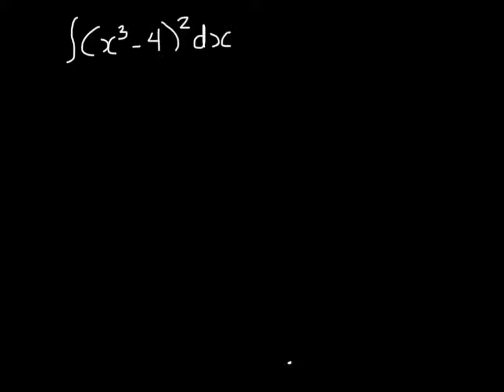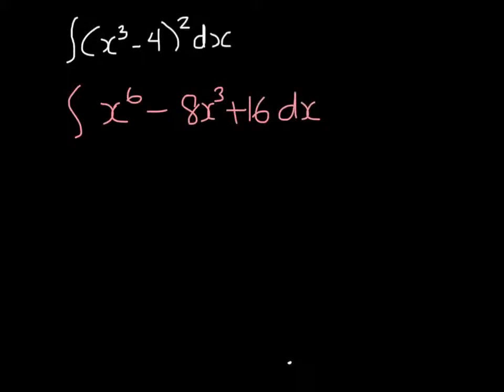This video will give some examples of integration so that we can review the techniques that we've already learned. So looking at our first example, this isn't something we can just go ahead and integrate directly. What we can do is expand out the polynomial, so that would become x to the 6th minus 8x cubed plus 16 dx. And now that we have it in this form, we can just go ahead and integrate each of the parts individually using the power rule.